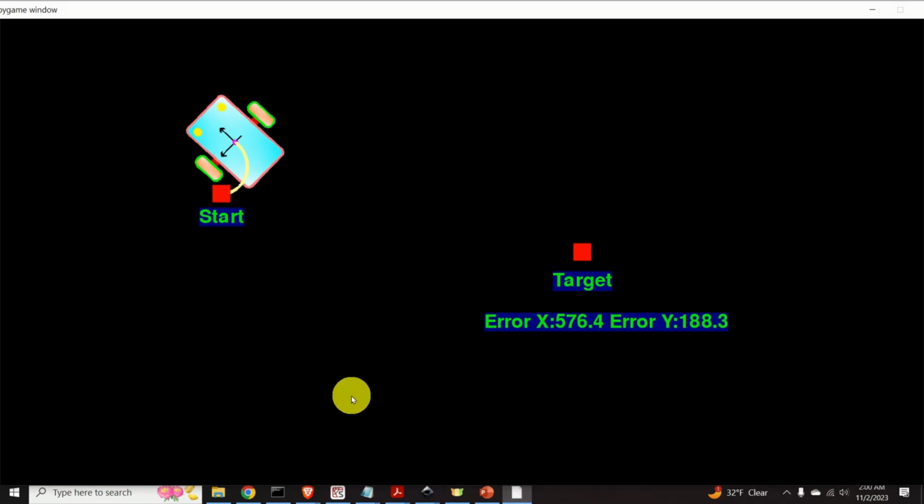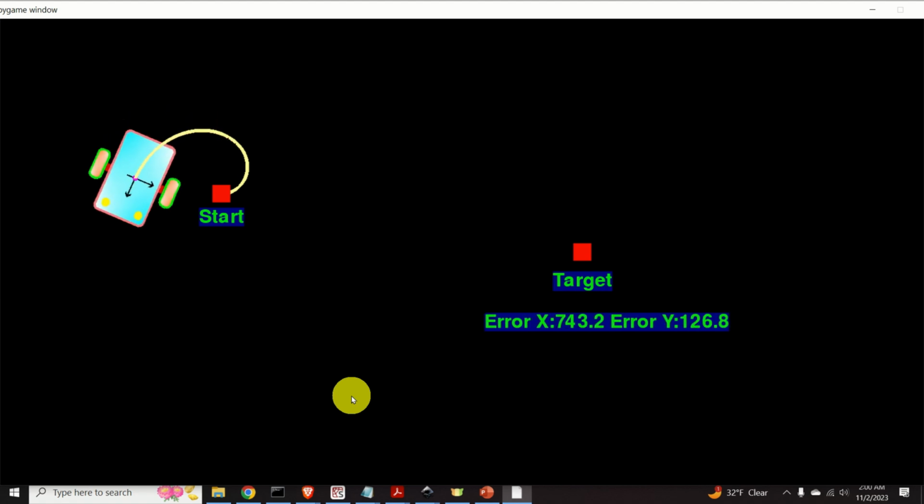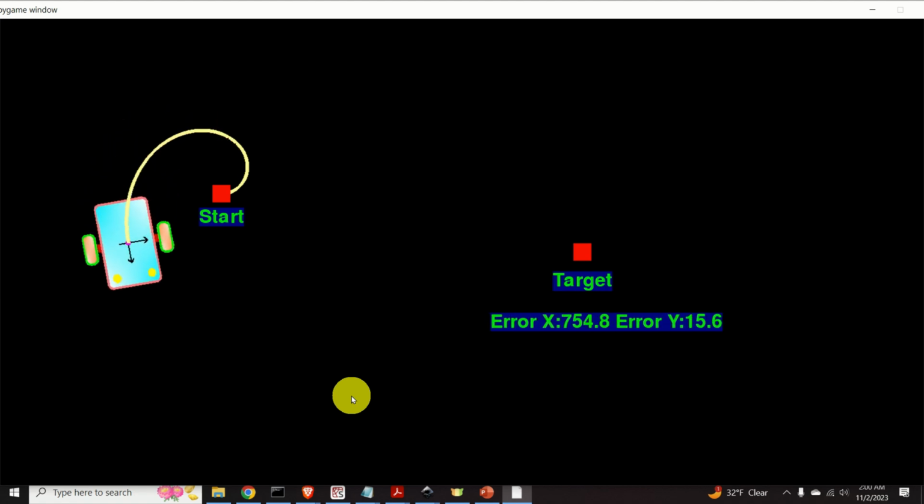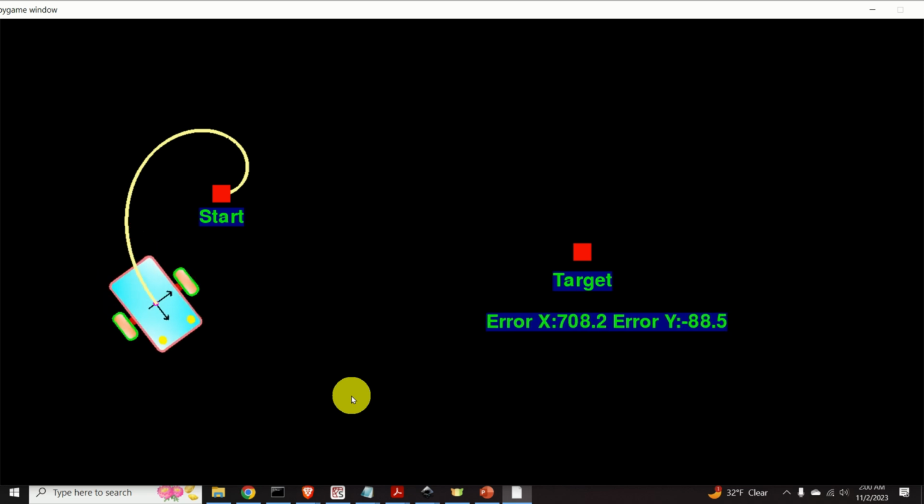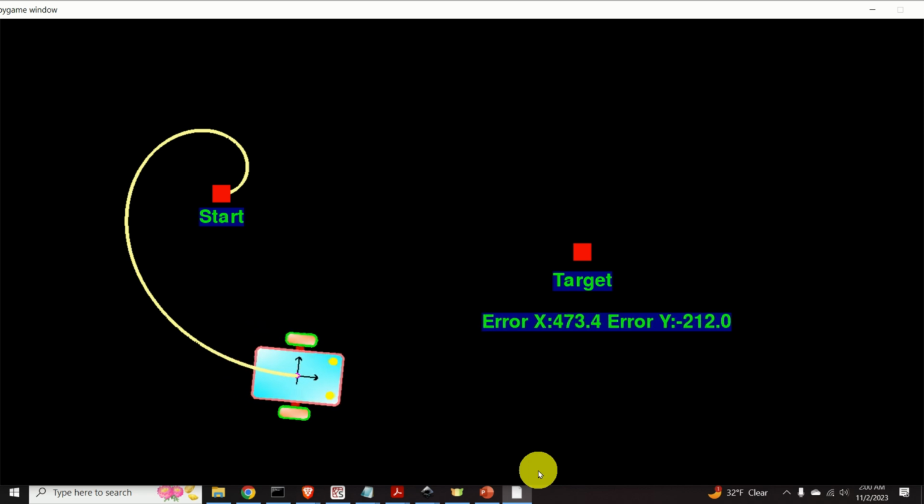This animation is generated by simulating the control algorithms and robot motion in Python. The simulation is obtained by integrating the kinematics equations of the robot motion. The simulation is visualized by using Pygame.